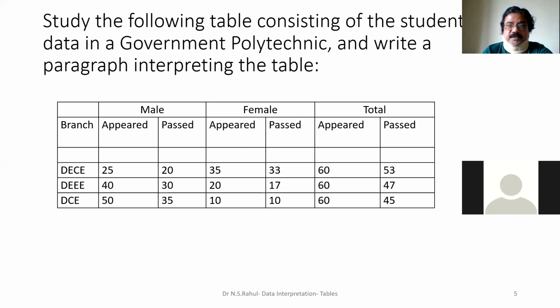That means the pass percentage of DEC students is more than that of the other 2 branches. That is the first point. Next. Comparing the female students who passed, DCE has scored better than DEC and DEEE.